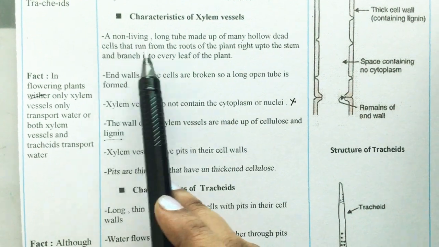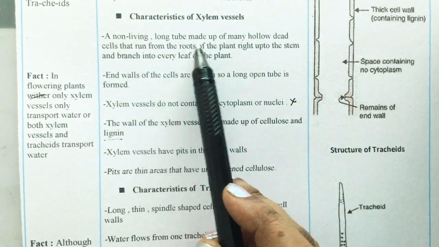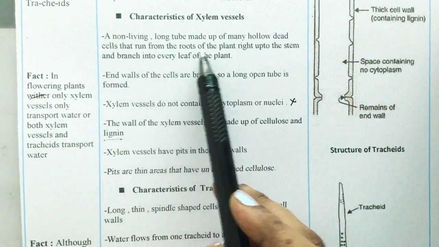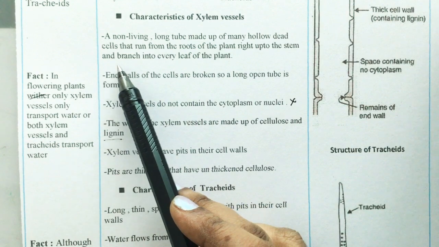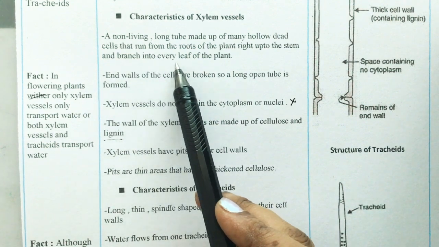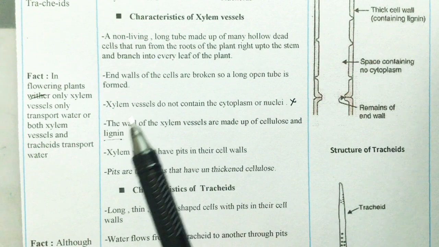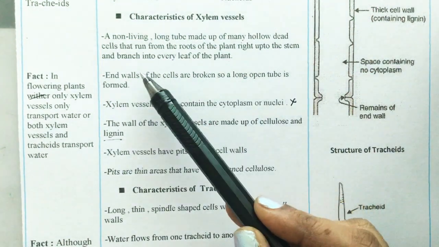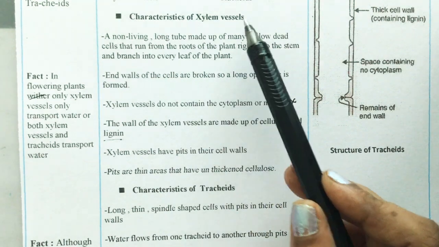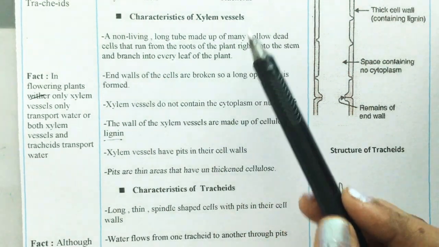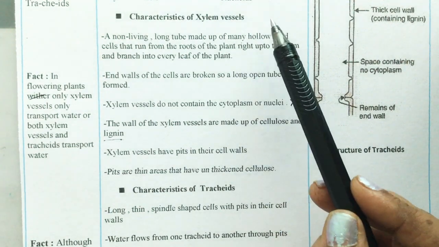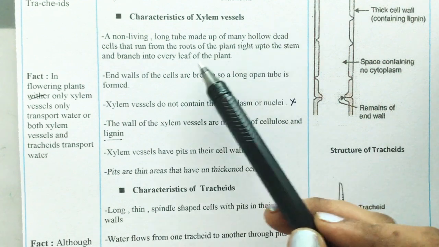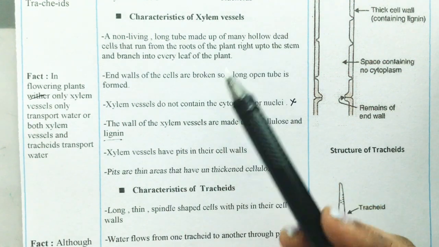Xylem vessels are a non-living long tube made up of many hollow dead cells that run from the roots of the plant right to the stem, and they branch out into every leaf of the plant. So, it runs from the root up to the stem and also branches into every leaf of the plant. So, have this in mind. Just imagine the pathway of the xylem vessel right from the root up till the stem and branching into every leaf of the plant.